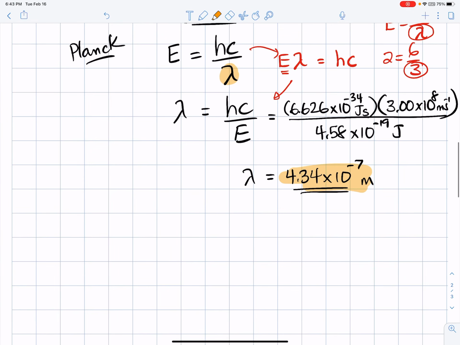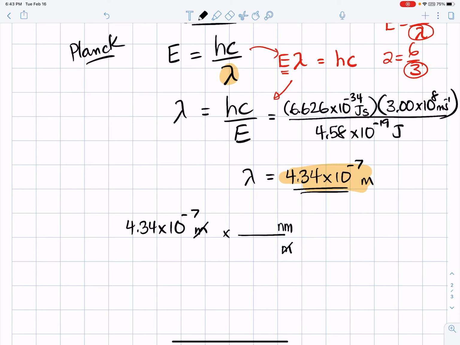Now that wavelength is in meters. Up in our diagram above, the line spectrum had nanometers, so why don't we convert this? We'll take 4.34 times 10 to the minus 7 meters, and we'll convert this. So we'll set up a unit multiplier. Let's get rid of the meters by putting it in the denominator, so meters will divide by meters and cancel out. And let's put nanometers on top, because that's what we're trying to find. We're going to get nanometers as our answer here.